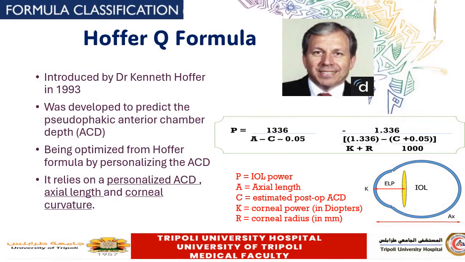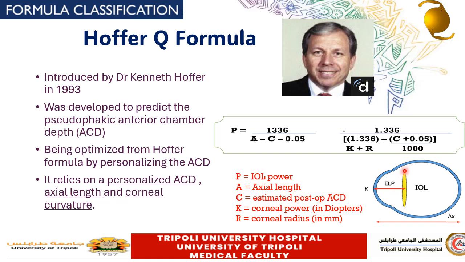The Hoffer Q formula, among the third generation formulas. This formula was invented by Kenneth Hoffer in 1993, and it was mainly developed to predict the post-operative AC depth after IOL implantation. As I said, it is based on the axial length and the keratometric reading. Dr. Hoffer included a variable which is known as the personalized AC depth. By personalized AC depth, we mean the prediction of the anterior chamber depth after the IOL implantation.